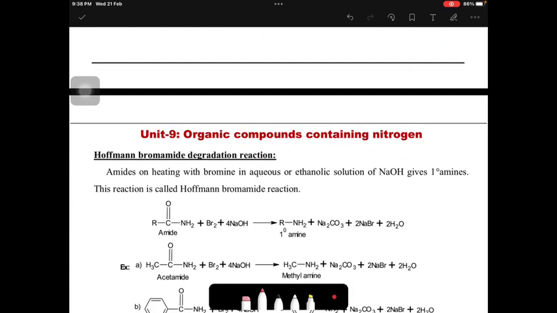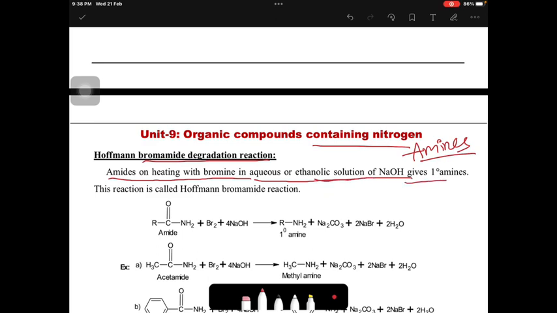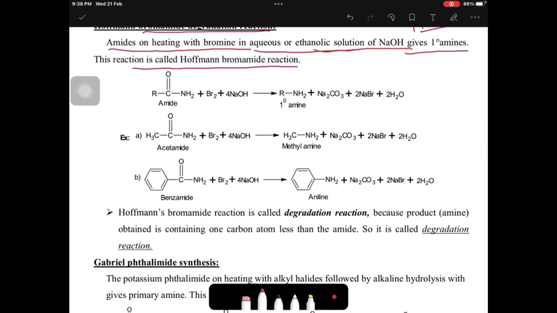Next one, organic compounds containing nitrogen, we can call them amines. Hofmann bromamide degradation. Amides on heating with bromine in aqueous or ethanolic solution of NaOH give primary amines. This reaction is called the Hofmann bromamide reaction.